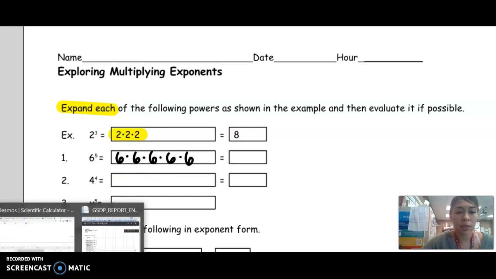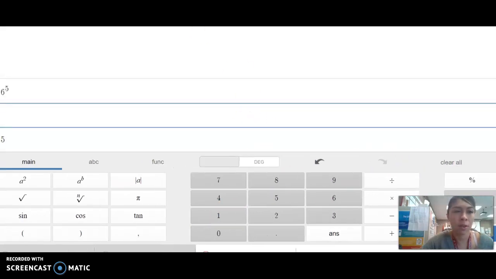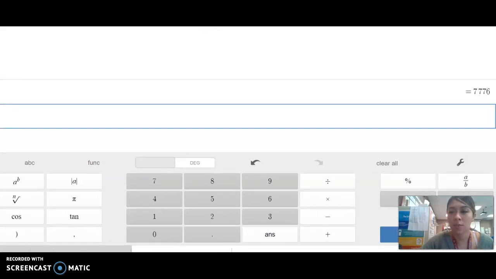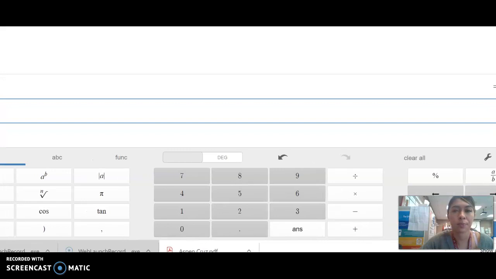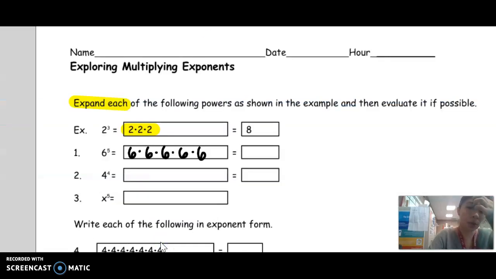And you can either get out your own personal calculator or you can use Desmos. If you type in 6 to the power of 5, you should get 7,776. So I'm going to go ahead and go back to my worksheet and I'm going to write 7,776.